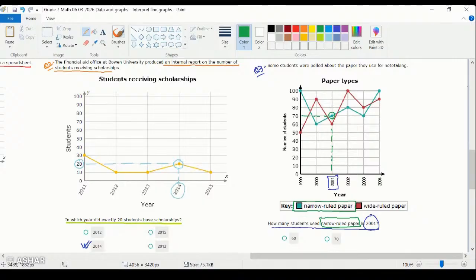Perfect. Thank you. What about this question? 60 or 70? Narrow rule paper was used by, right? Yes, thank you. Okay, that would be 70, because we need to follow the key, because two lines were given to us.